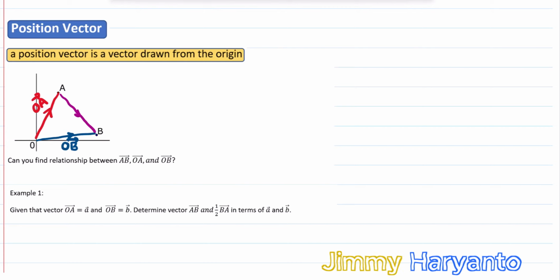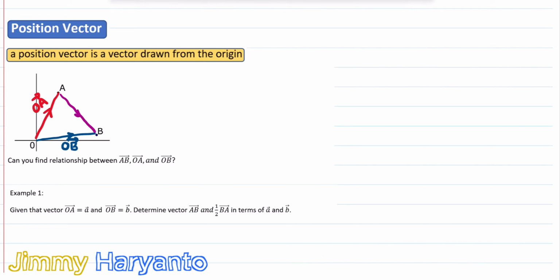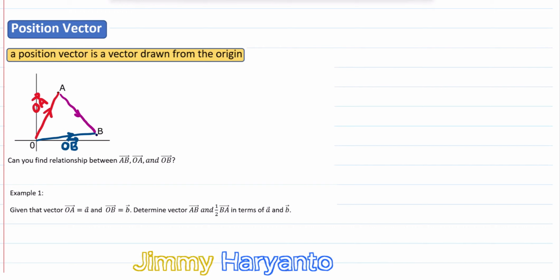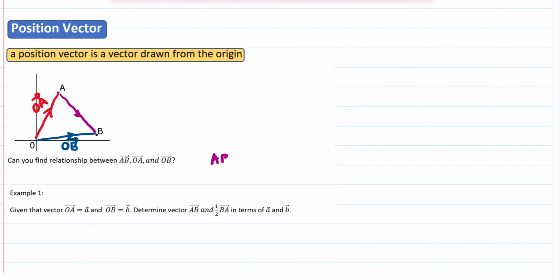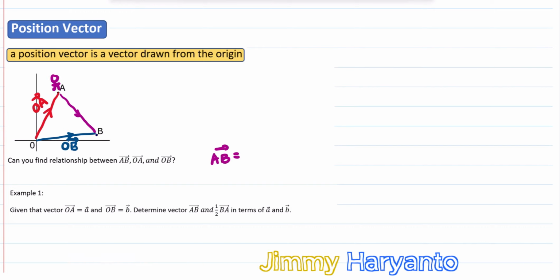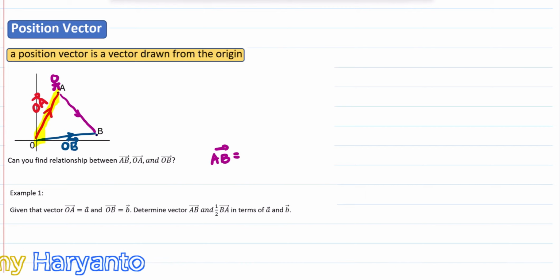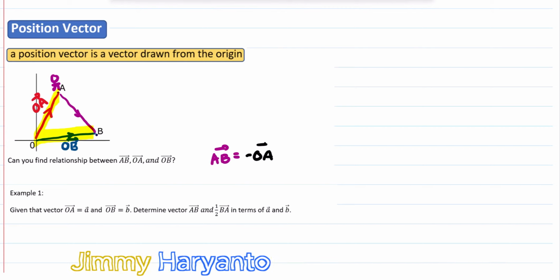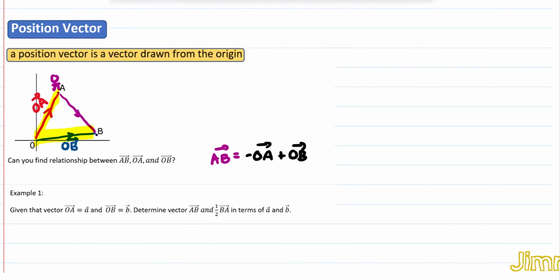AB is related to OA and OB. We already talked about this in the previous lesson. So if you want to find AB, you have to walk from A to B in this direction, or AO and then plus OB, right? So it is actually negative OA plus OB, like that.